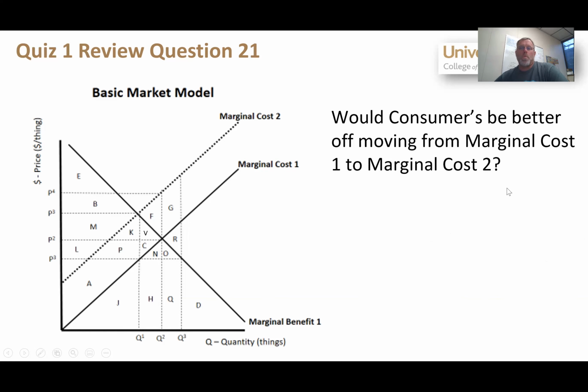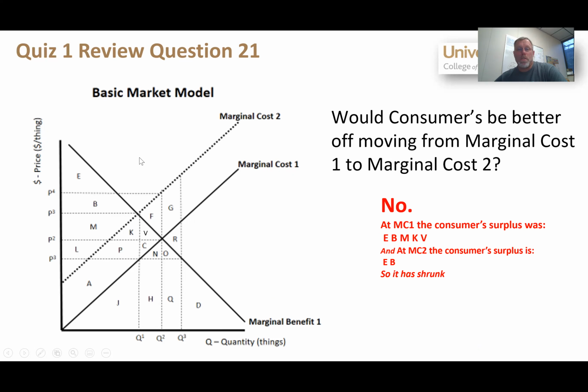Would consumers be better off moving from marginal cost 1 to marginal cost 2? What we're looking at here is no. At marginal cost 1, the consumer's profit or consumer surplus was EBMKV, whereas when it shifted up to marginal cost 2, the consumer surplus is now EB, which is smaller than the other. So it has shrunk and consumers are not better off.